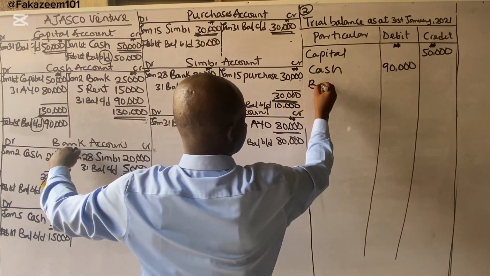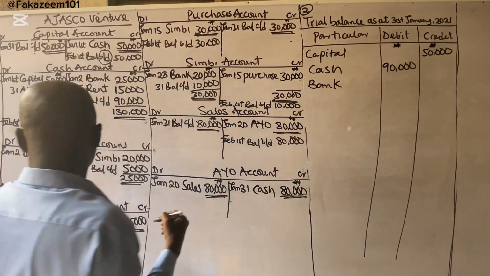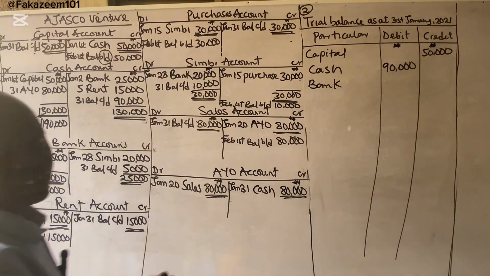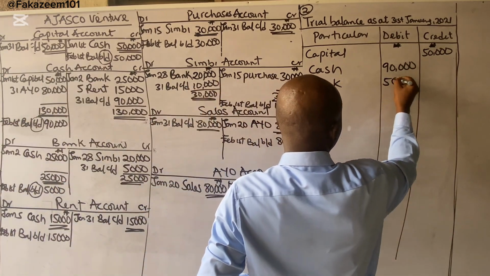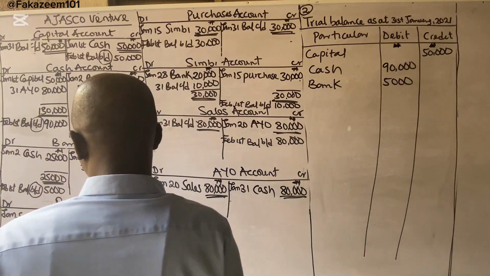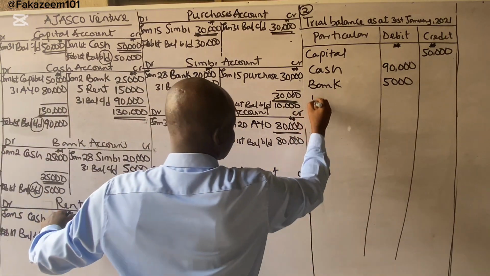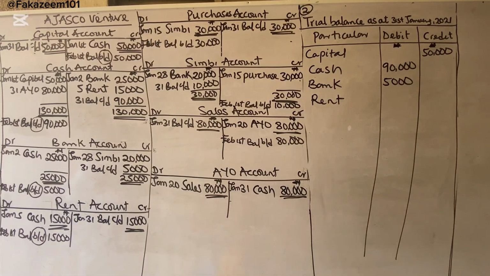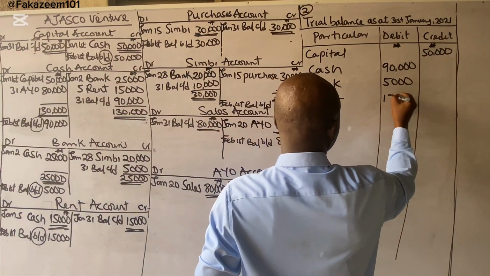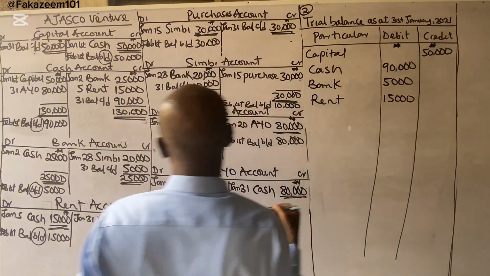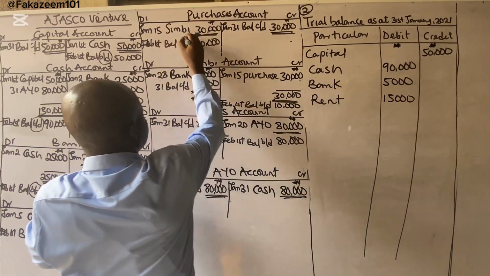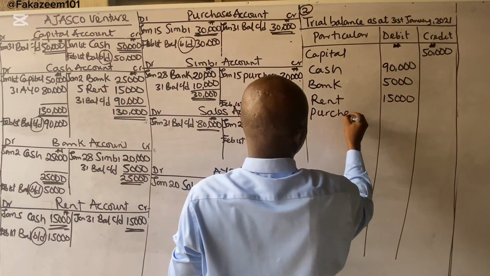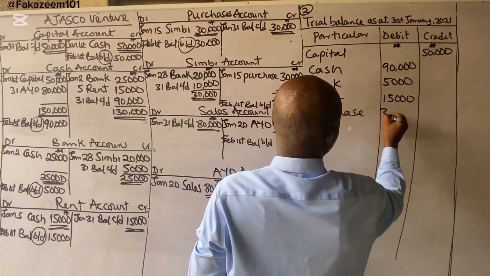We write bank account. Where's the balance BD of bank? It's on debit side. It shows we are going to put the 5,000 on debit side. What next? Rent. Rent is on debit side. It shows we extract it on debit side. What next? Purchases. Purchases, we find the BD. We find it itself on debit side. And how much is that?